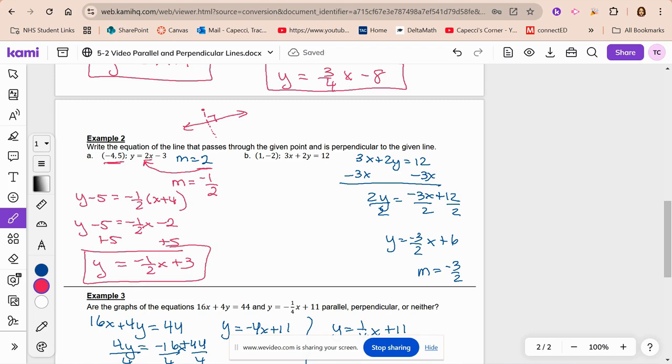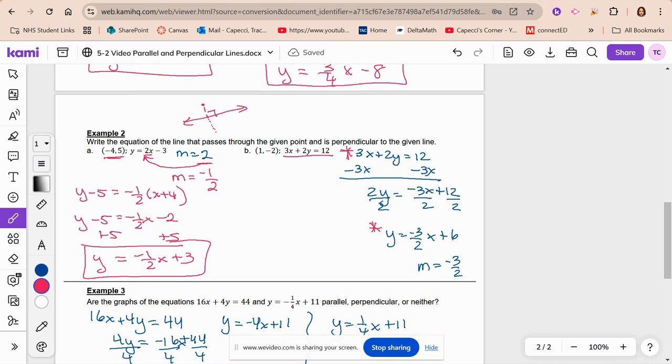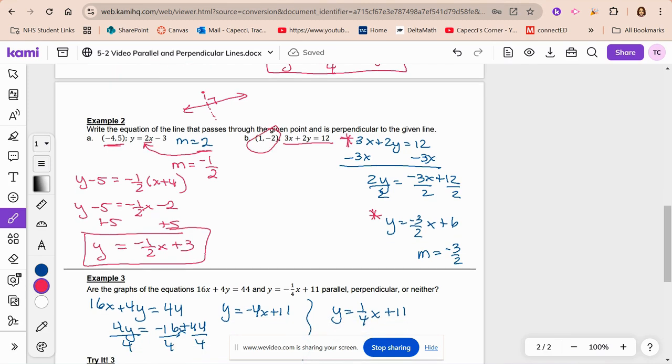All right, let's take a look at our next example. In this example, the equation was not in slope-intercept form yet, and I have to put it in slope-intercept form in order to find the slope. So I just did it ahead of time to save some time, moved the 3x over, and divided everything by 2. So here's the equation that I want this given point to be perpendicular to.